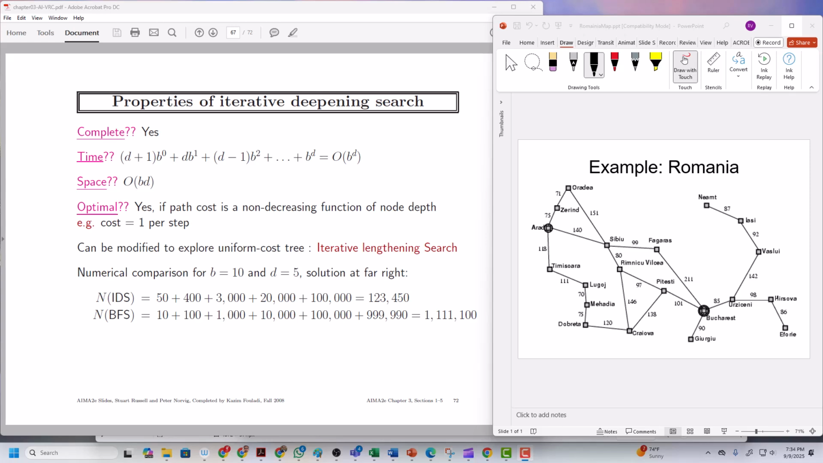There's a related idea called iterative lengthening search, which applies increasing path cost limits instead of depth limits, like we did in UCS, you remember. But it has higher overhead than uniform cost search. So that is the iterative deepening search.